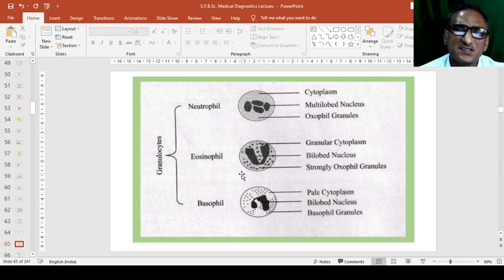So these are the structures which appear under the microscope, from where you can decide neutrophil: 3 to 4 lobes of nucleus. This is the cytoplasm, and this is the multilobed nucleus, and these are the oxyphil granules that appear in the neutrophils. The granular cytoplasm has dots of pink color in eosinophils. The nucleus is bilobed, and strongly oxyphil granules are found in eosinophils. And in basophils, the pale cytoplasm, U or S shaped nucleus, bilobed nucleus, and the basophil granules are abundantly found in basophils. So these are the granulocytes.